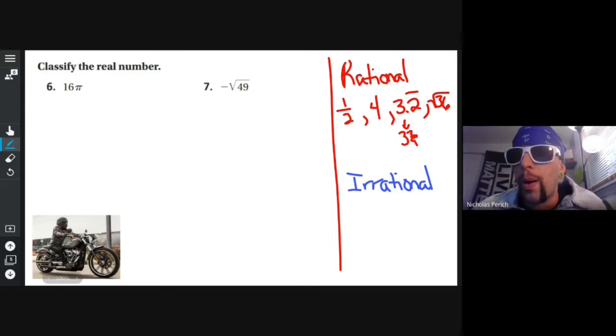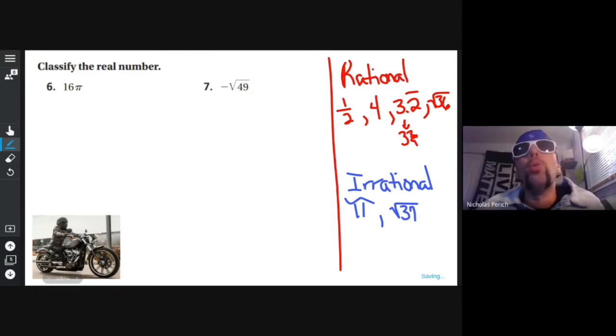Okay, we got irrationals. What's an example of an irrational number? Pi. Because it's a terrible number. 3.14159 and so on and so forth. No pattern. I could give you the square root of, I don't know, 37. I don't know the square root of 37. Do you?